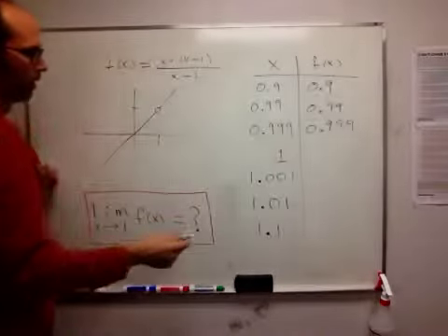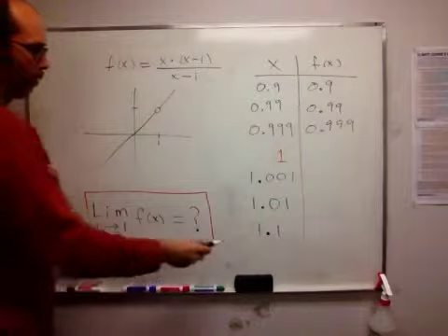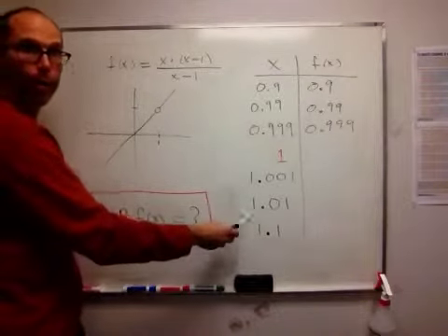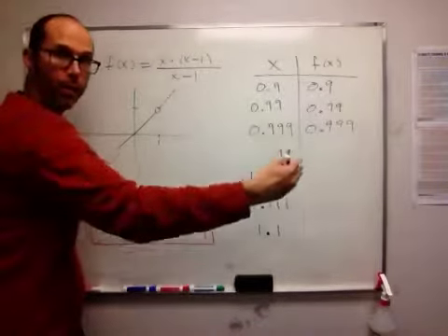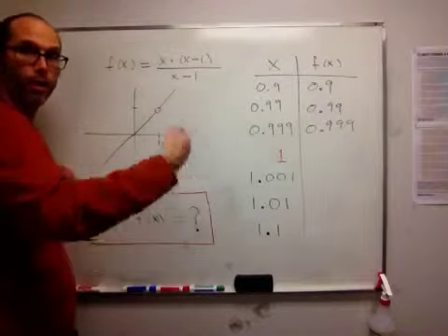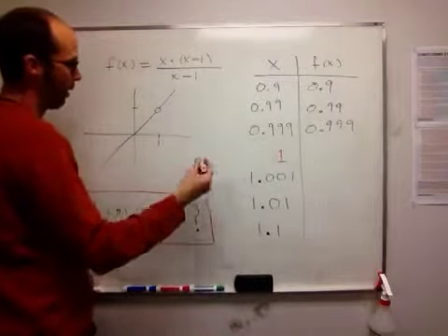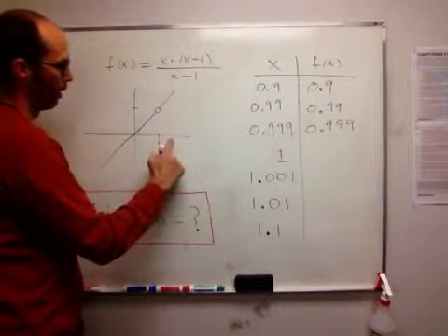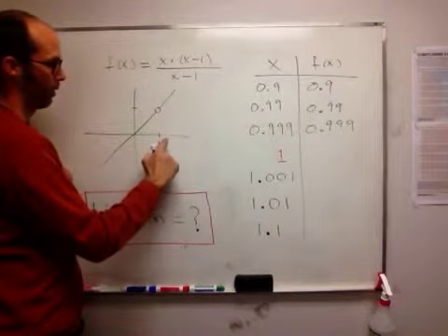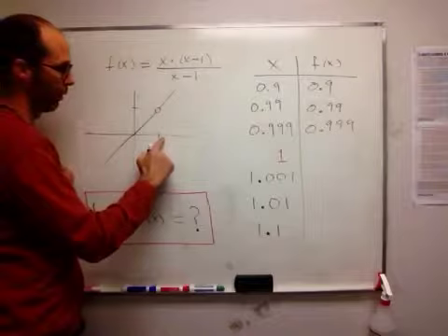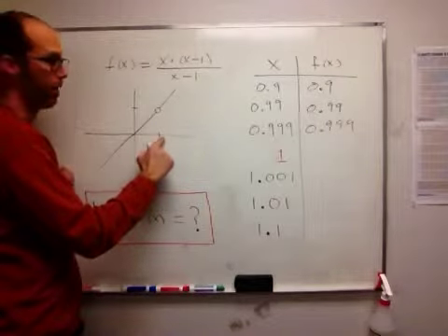0.999. Okay, now let's approach from above, bigger than 1. 1.1, a little bigger, 1.01, a little bit closer, closer at 1.001.